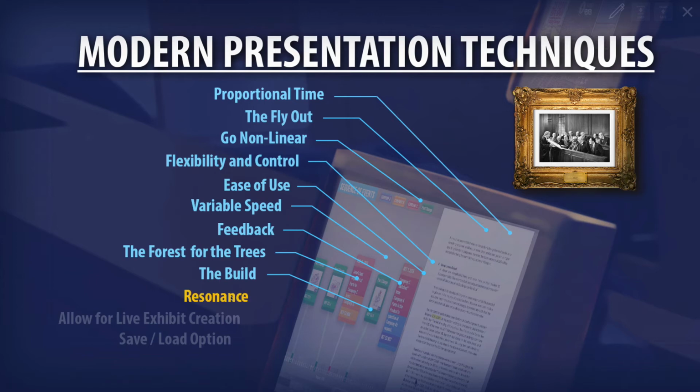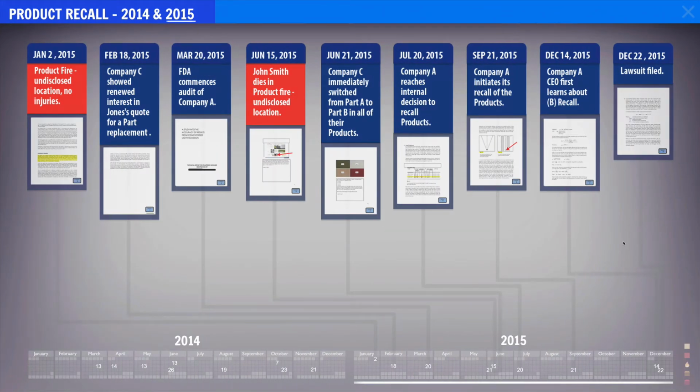Next is resonance. So let's talk about that. The best way to explain resonance is any graphical changes or transitions that you make to your presentation that simply help your jury or your mediator remember something. It's sort of like enhancing those aha moments that you might get when telling the story of your trial.